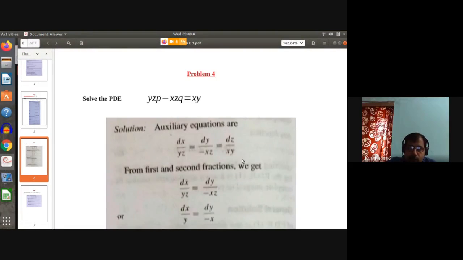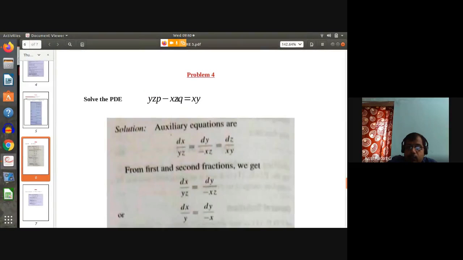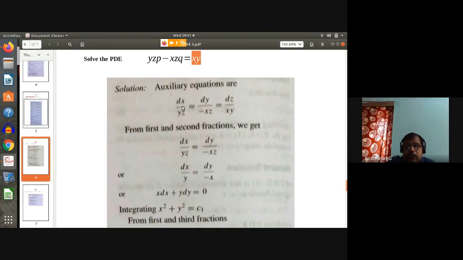Yeah, we look at the question: y z p minus x z q equal to x y. So in this equation, capital P equal to yz, capital Q equal to minus xz, and capital R is xy. Because this is an equation of the form Pp plus Qq equal to R, you have to identify capital P, Q, R as P equal to yz, Q equal to minus xz and R equal to xy. Then we write the auxiliary equation: dx by yz equal to dy by minus xz equal to dz by xy. Okay, so this is the auxiliary equation.